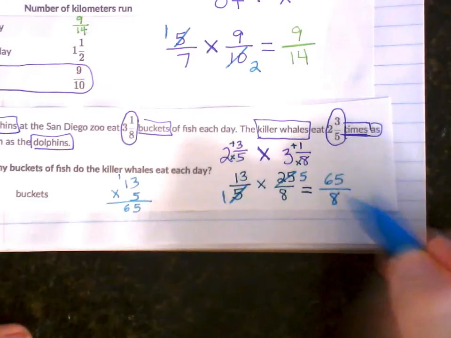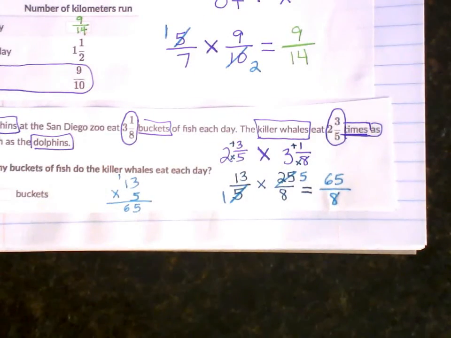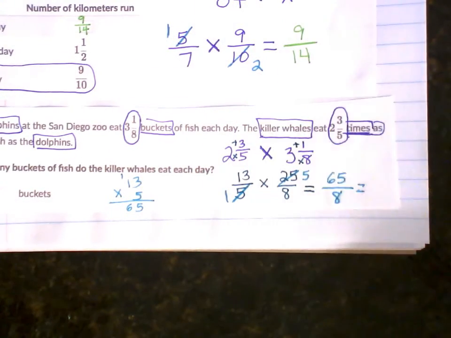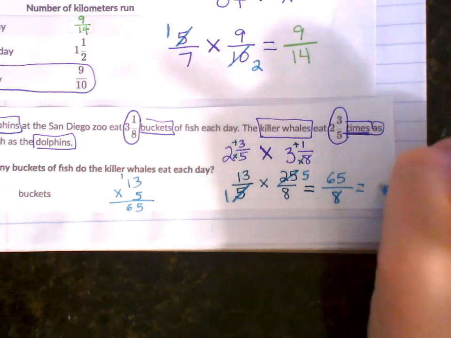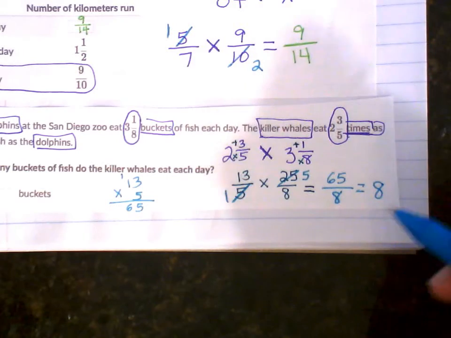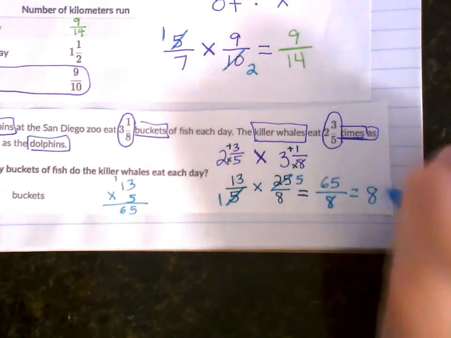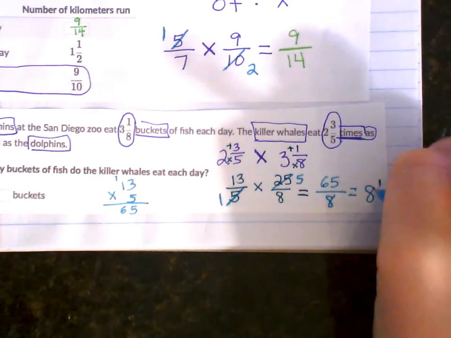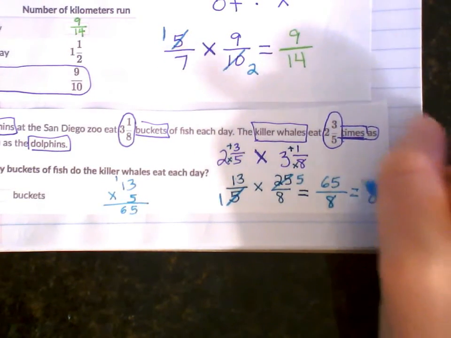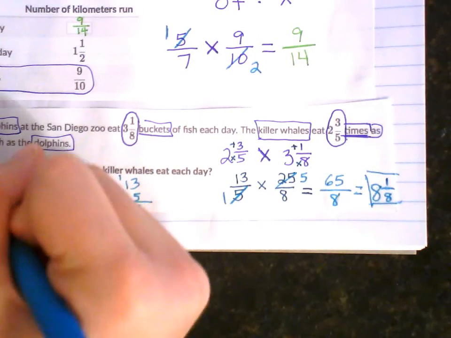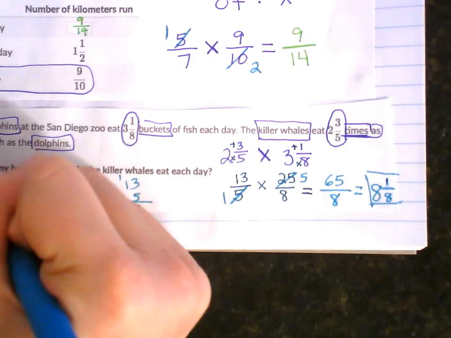But what's 65/8 buckets? That doesn't mean much. They wrote them both as mixed numbers, so let's leave them as a mixed number. How many times does 8 go into 65? Well, 8 times 8 is 64, so that's the closest we're going to get. So 8 goes into 65, 8 whole times. 64, that's not quite 65. That's 1 left over out of 8. So 8 and 1/8 buckets. Wow. Them killer whales.